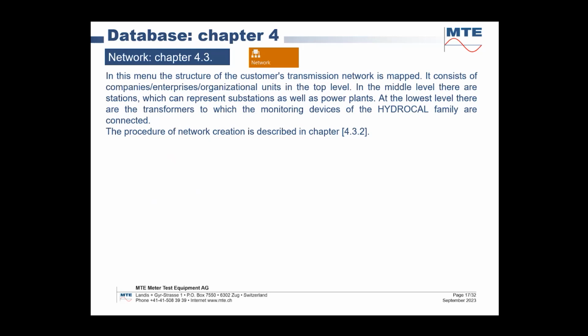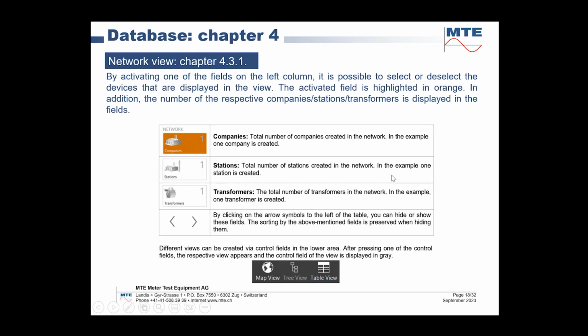Then, as soon as you created your device, you must now create your network. It means you must create your company profile, the station, and the transformer. And it means if you create a transformer, you attach one of our HydroCal type. You have a network view like this.